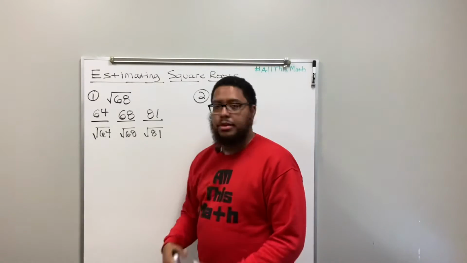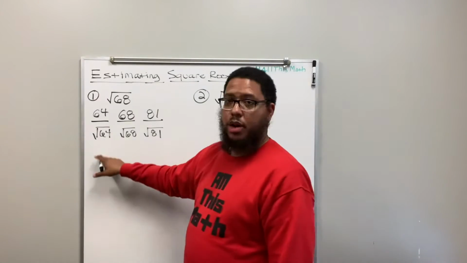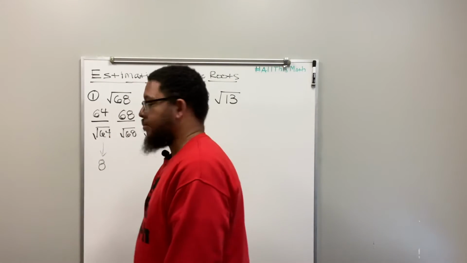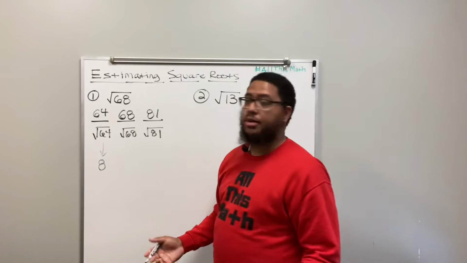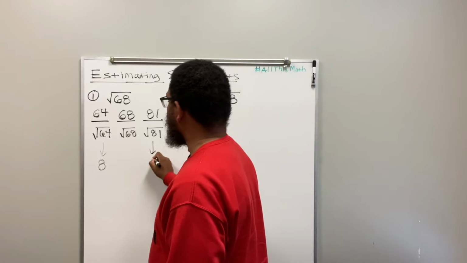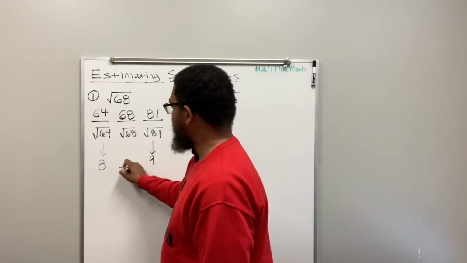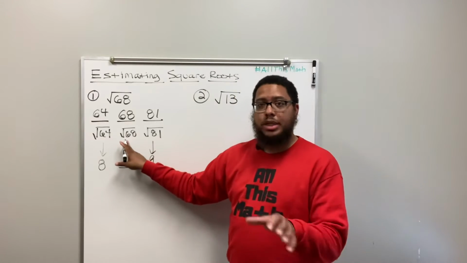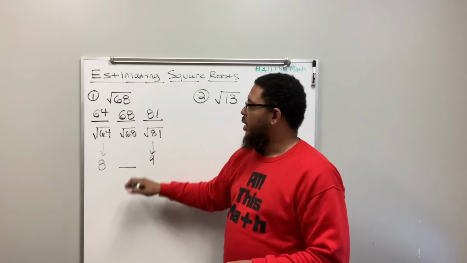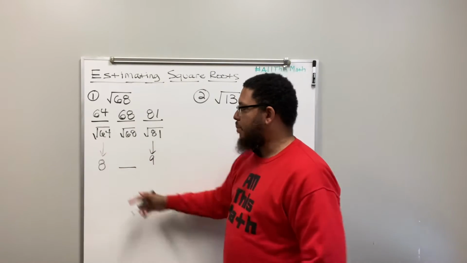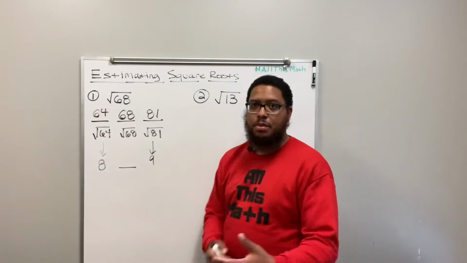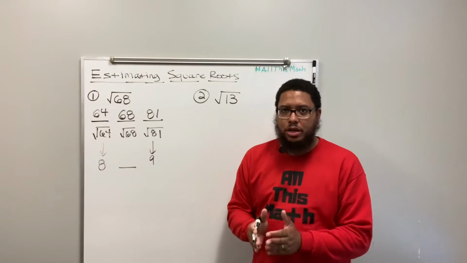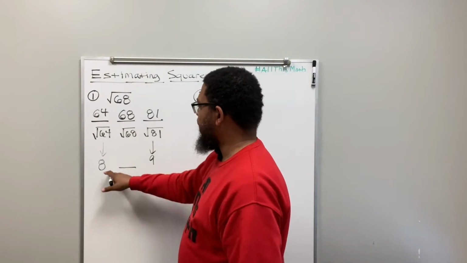Now, let's keep it moving. What is the square root of 64? That's a plain old 8, because 64 is a perfect square. What's the square root of 81? That's a 9. Now we're about to figure out what the square root of 68 is, or at least estimate what it should be. We know that the square root of 68 has got to be between 8 and 9. So it's going to be more than 8 and less than 9. So we're getting close, right? It's got to be between 8 and 9.